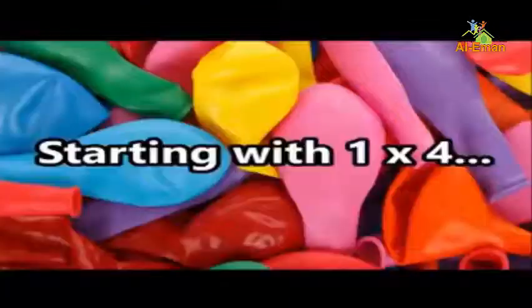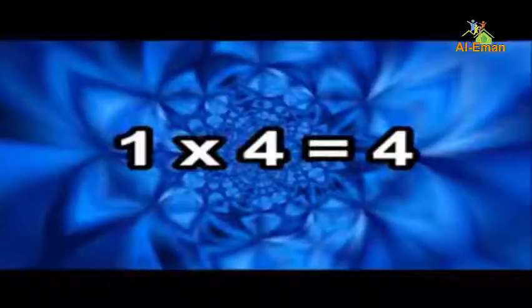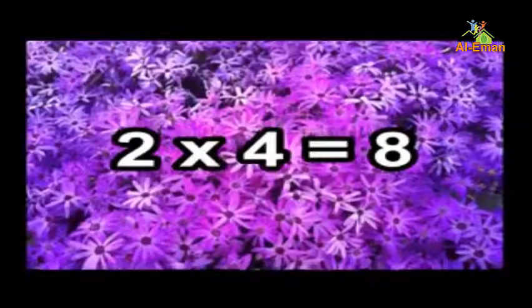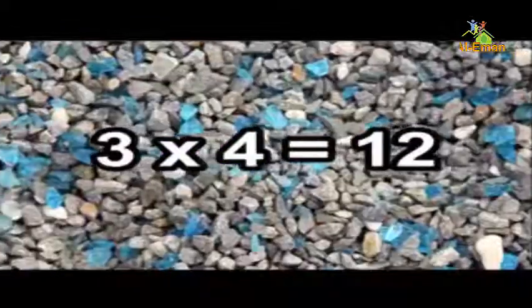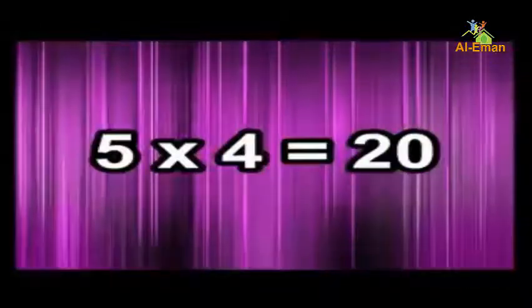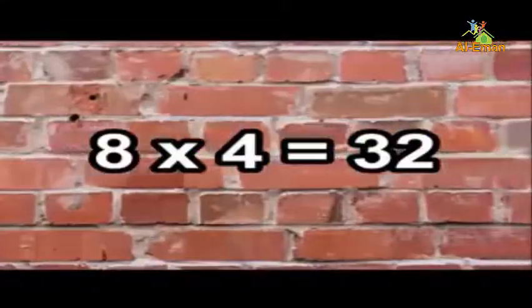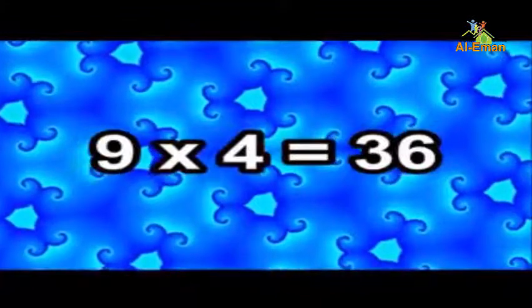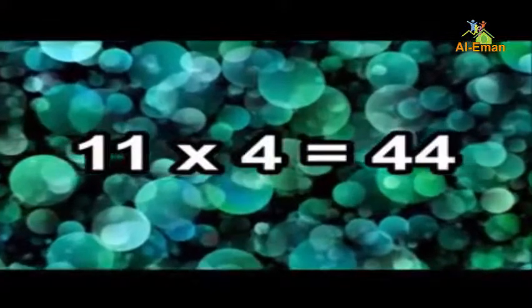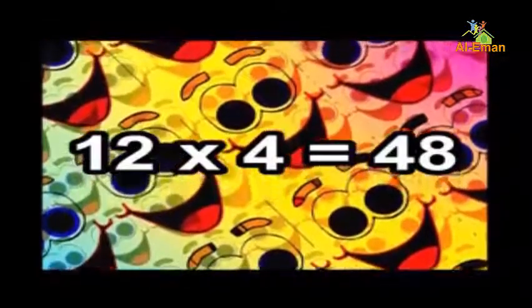Excellent job, everyone. Now we're going to turn the numbers around and try it again, starting with 1 times 4 and going up. Ready? Here we go. 1 times 4 is 4. 2 times 4 is 8. 3 times 4 is 12. 4 times 4 is 16. 5 times 4 is 20. 6 times 4 is 24. 7 times 4 is 28. 8 times 4 is 32. 9 times 4 is 36. 10 times 4 is 40. 11 times 4 is 44. And 12 times 4 is 48.